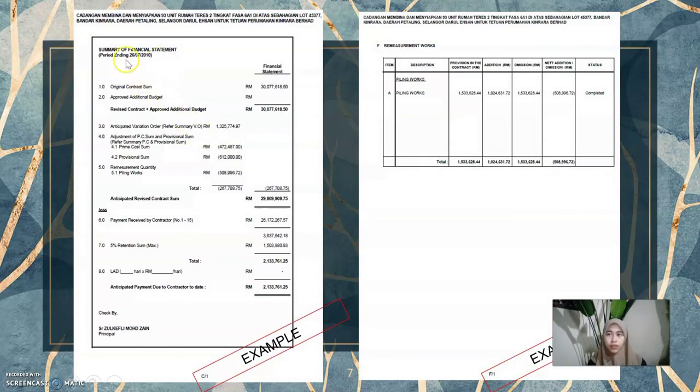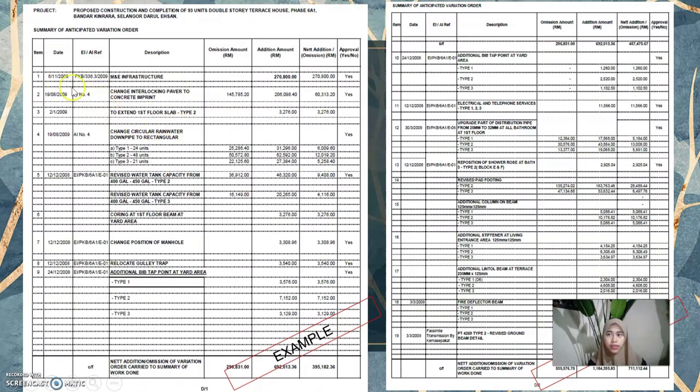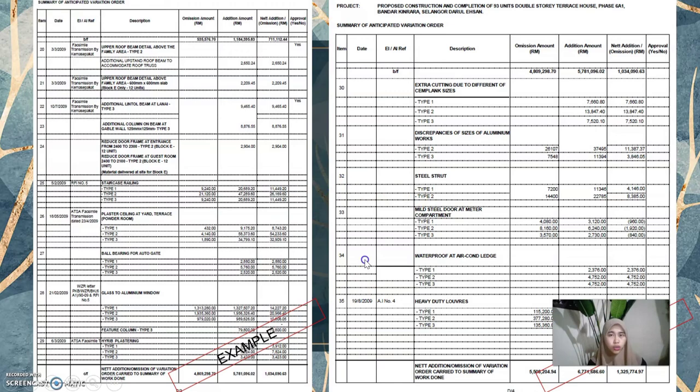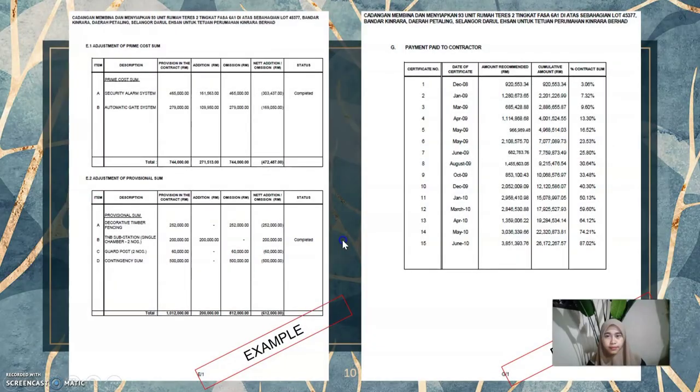Next we have the summary of financial statement, followed by the remeasurement works. And then lastly is the summary of anticipated variation orders throughout the project. So we can see there are 35 variation orders in this project. Next we also have the adjustment of prime cost sum, and then the adjustment of provisional sum, and lastly the payment paid to the contractor.